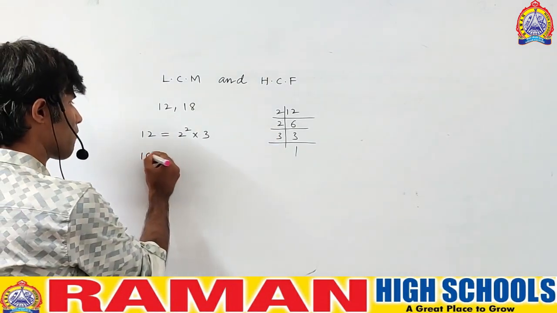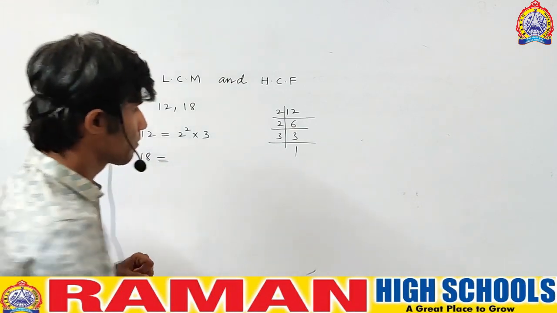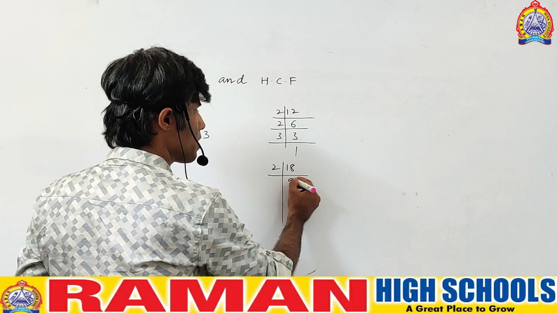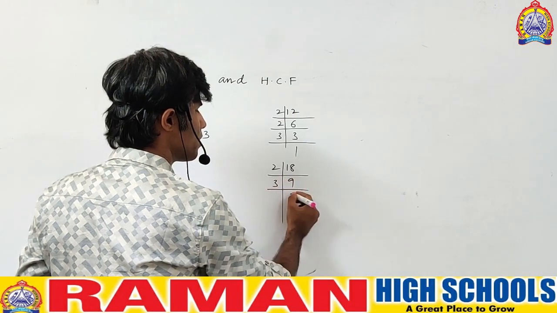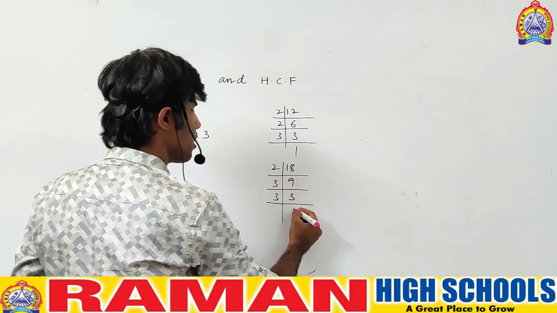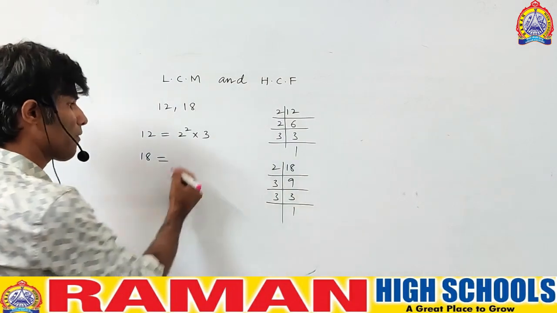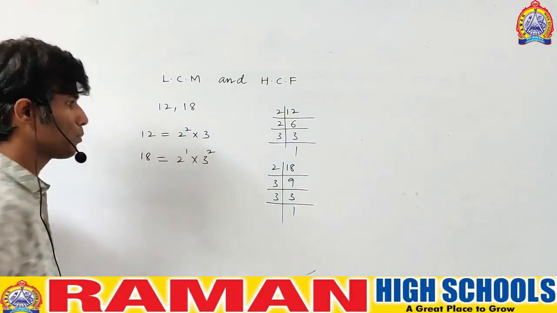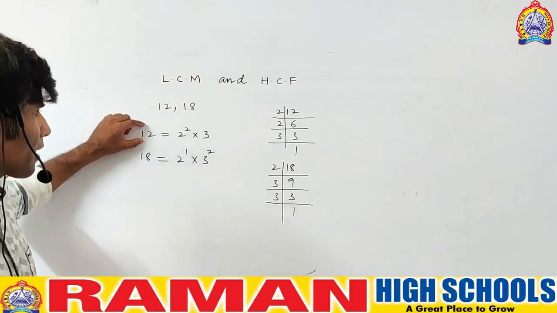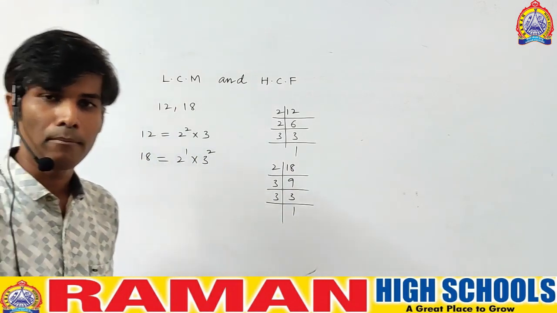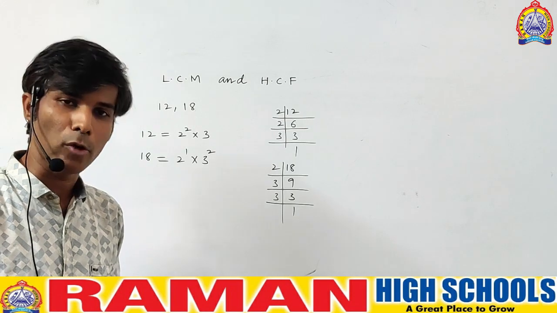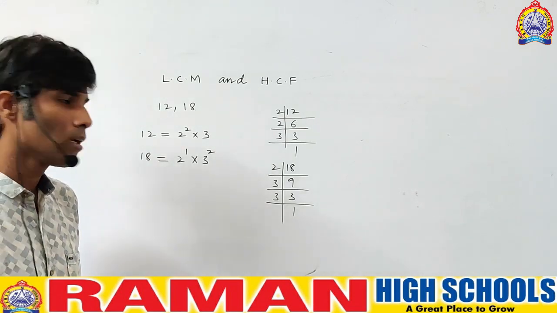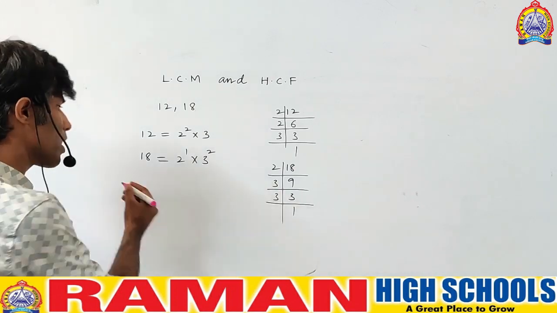And let us take the prime factorization of 18. That is 18: 2 9s are 18, 3 3s are 9, and 3 one time. The prime factorization of this one is 2 power 1 into 3 power 2. Now we have the prime factorization of 12 and 18. By using this prime factorization, we are going to find the LCM and HCF of these two numbers 12 and 18. First of all, let us see what is LCM.